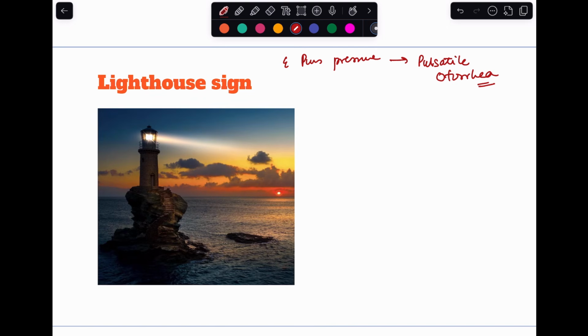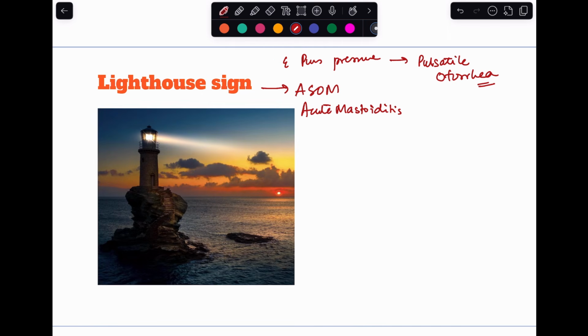What is the condition that we see this in? We see the lighthouse sign in a case of ASOM as well as acute mastoiditis. Now, in case of ASOM, can you tell me the stage at which we see it? So, we know that there are 5 stages of acute suppurative otitis media. I have a separate video on this where you can check out the different stages.